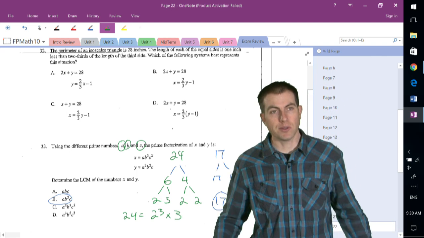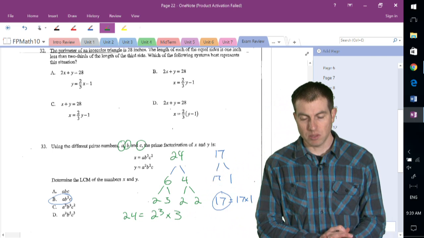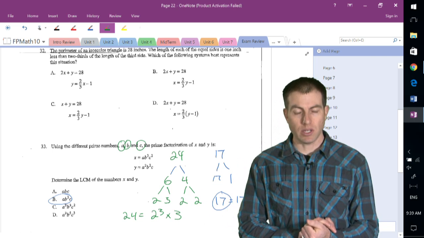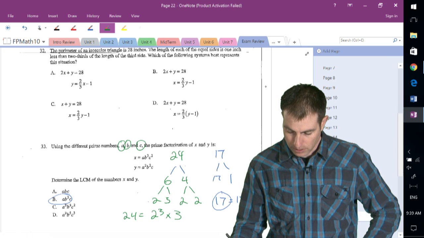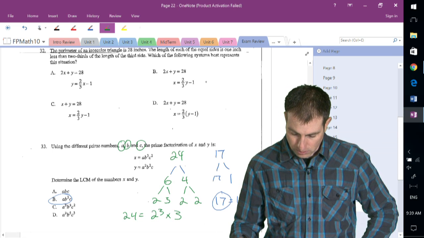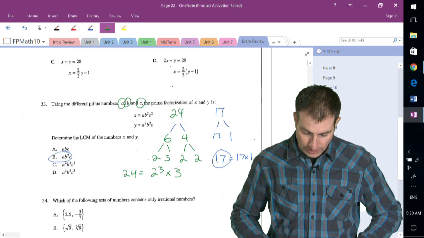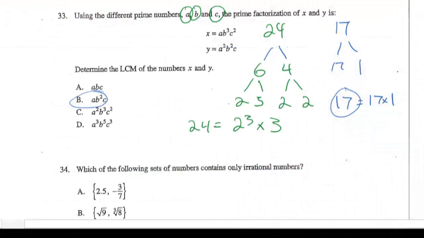All right, so the least common multiple is going to be the largest exponent of each of my prime numbers. So I'm going to go for the biggest exponent of each of these. So the least common multiple is going to be a squared is the largest exponent for a, b cubed is the largest exponent for b, and c squared is the largest exponent for c.